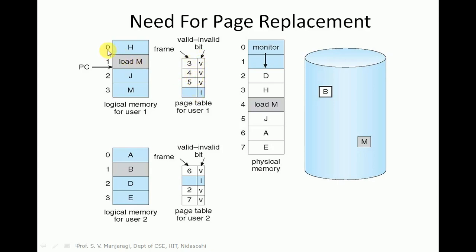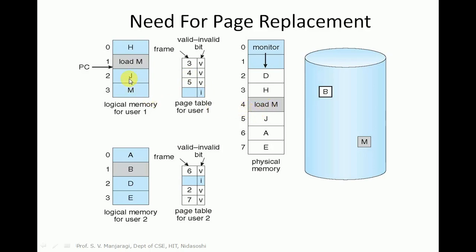For example, take page 0. It has H and the mapped frame is 3, so H will be loaded at frame 3. Look at this, H is at frame 3 in the physical memory. Similarly, page 1 is already loaded. Presently the program counter is at this particular instruction, load M. M is already loaded into the physical memory. Let us see where. In the page table, for page 1 the frame is 4, so M is loaded at frame 4 in the physical memory.